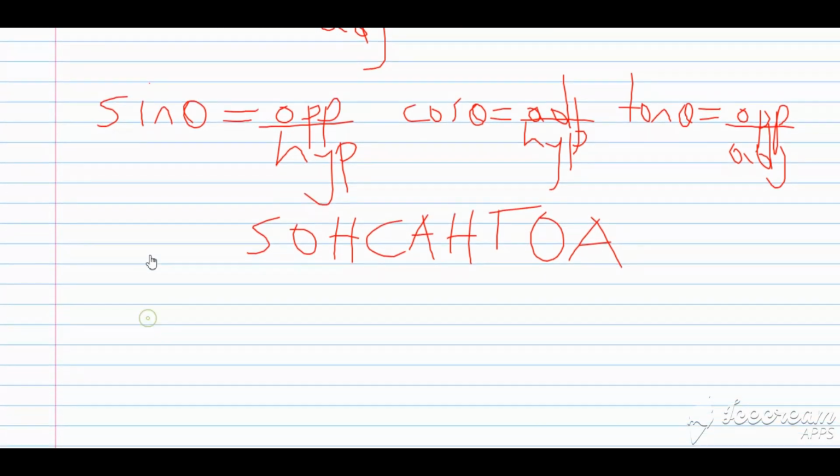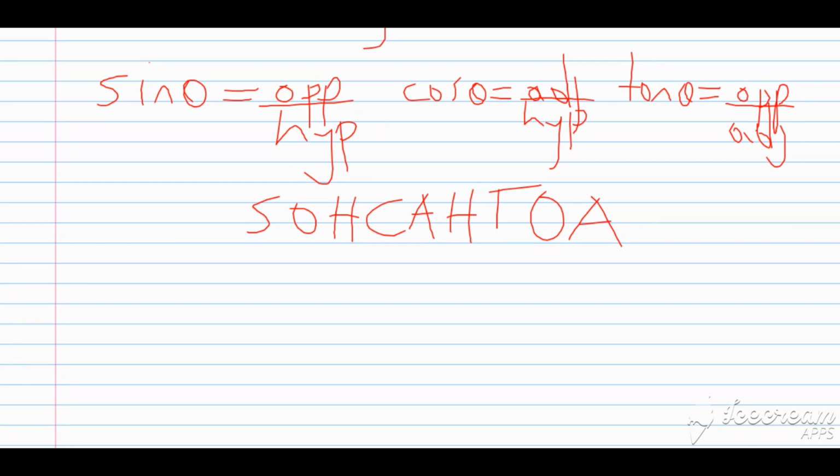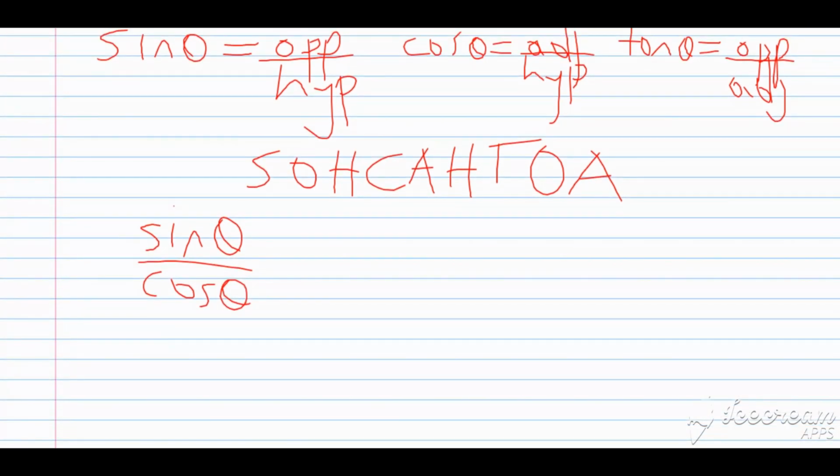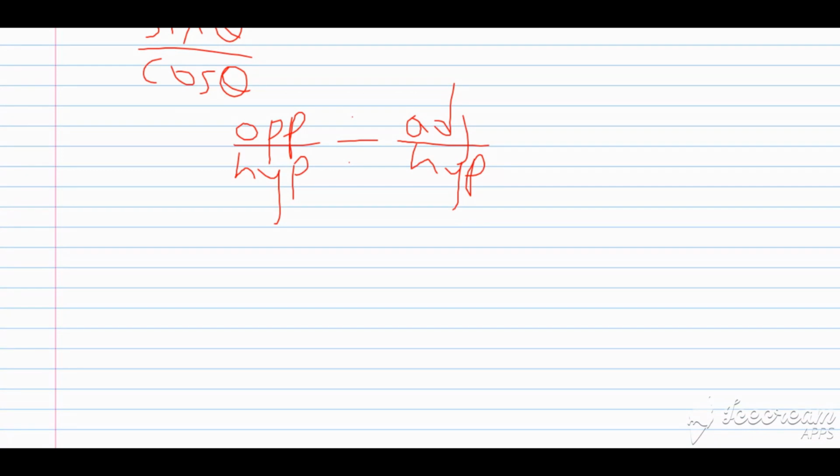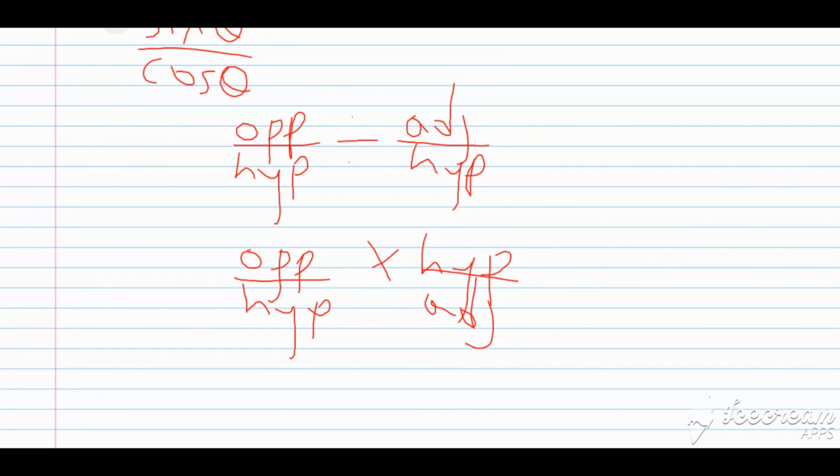Now we're going to look carefully at my sine and my cosine. What if I were to divide sine theta by the cosine of theta? This means sine theta is opposite over hypotenuse, and cosine theta is adjacent over hypotenuse. When we divide, we multiply by the reciprocal, so I end up with opposite over hypotenuse multiplied by hypotenuse over adjacent.